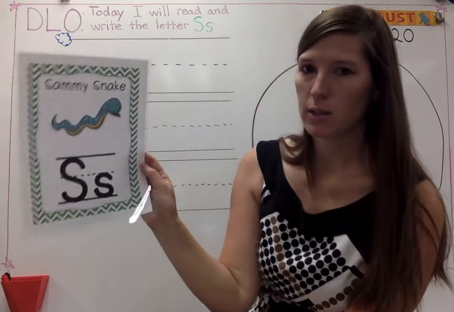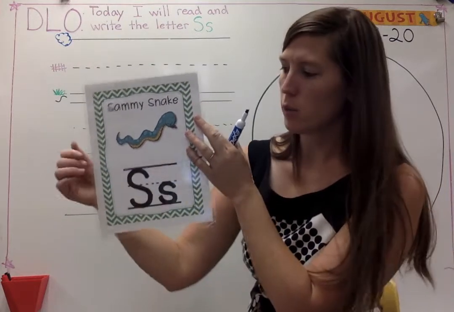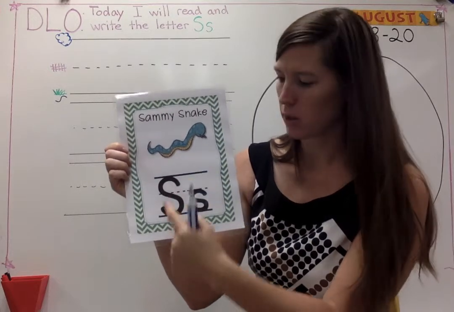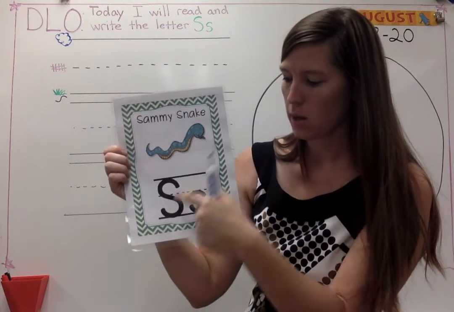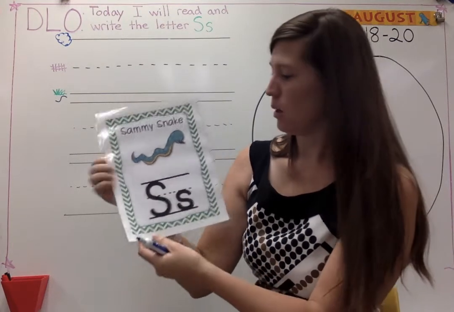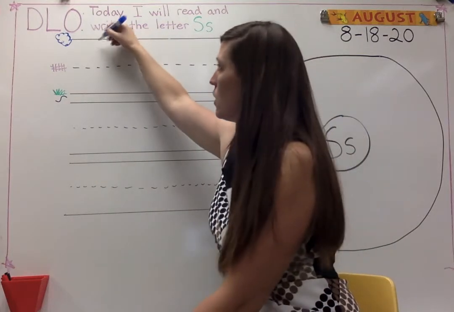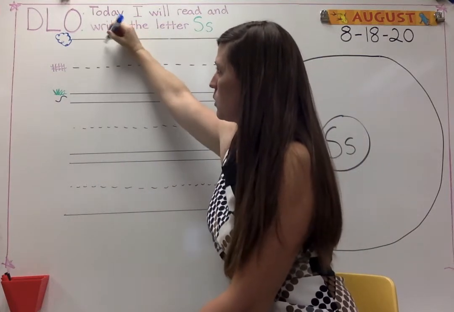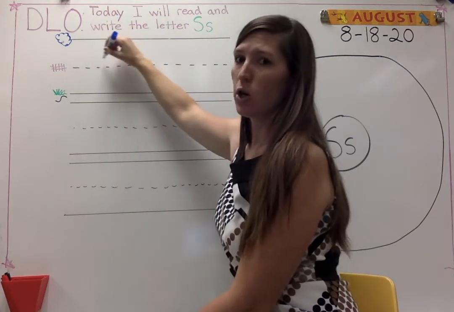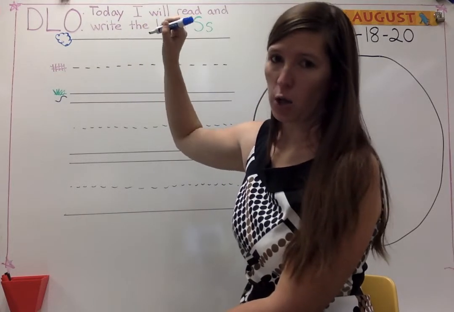Here's my letter S. Sammy Snake. S. I'm going to start writing the capital letter. That's the tall one. Capital letters always start at the sky and touch the ground. With my best writing hand, I'm going to start at the sky, just a little bit further down, and I'm going to curve left, curve right. And I'll have you repeat that with me in just a minute. I'll go first.